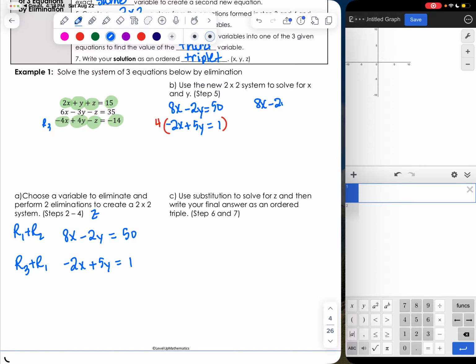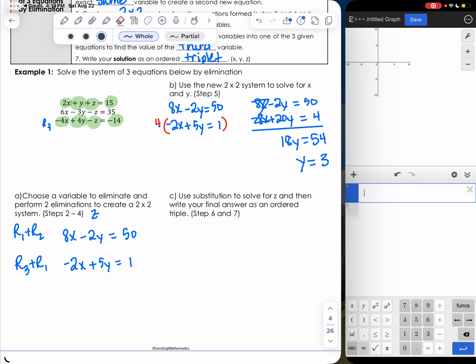Don't do anything to the top. But the bottom equation would become 4 times negative 2x, which would be negative 8x. 4 times 5y would be 20y, and 4 times 1 would give you 4. Now, let's combine these together. The x's will eliminate. Negative 2y plus 20y is 18y. 50 plus 4 is 54. And 54 divided by 18 is 3. So now I know the value of y.